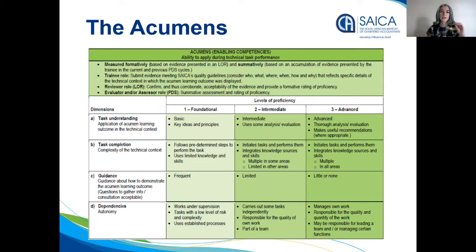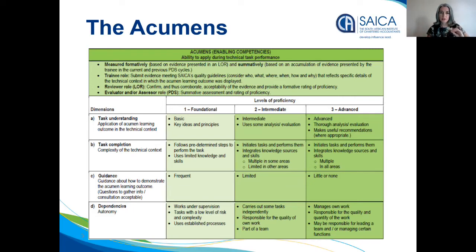What I do just want to highlight here is that the Acumens, unlike the professional values and attitudes, are measured both at a formative level and at a summative level, and that unlike the 2016 program, you will see 2 different decision trees at a learning outcome review and a PDS level. The same decision tree as used in the learning outcome review is also used for RPL purposes, and I think it will become obvious why that is the case when we start looking at the 2 decision trees.